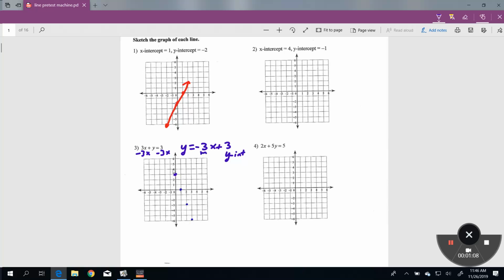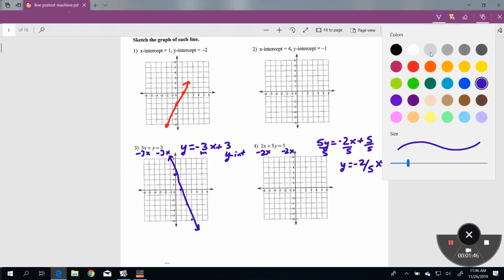Okay, so same thing up here. I could go up 3 and left 1 instead to the right. But so now I can just connect those dots. So that's one method. You solve for y. So on this one, I could minus the 2x and divide everything. So to show you what I mean, minus the 2x. So 5y equals -2x plus 5. Divide it by 5. And y equals -2/5 x plus 1. Okay, so plus 1. That's one method.